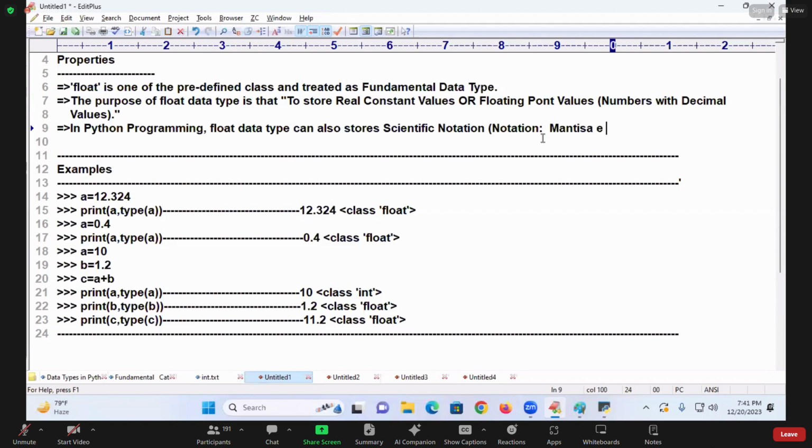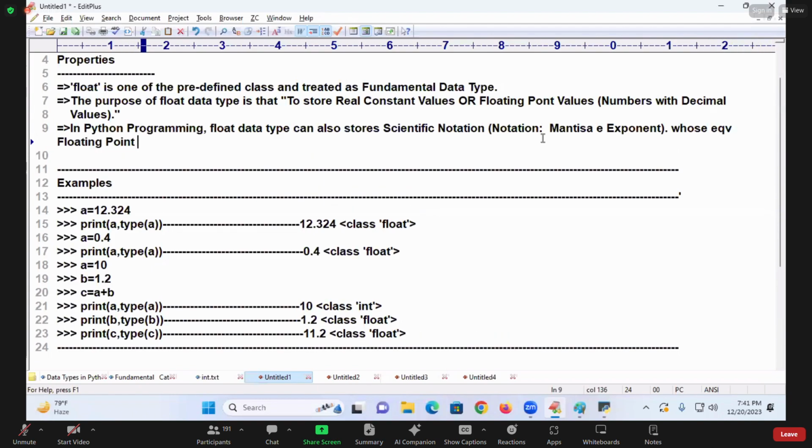Mantissa E exponent. Whose equivalent floating point value is equal to mantissa into 10 to the power of exponent. Are you following me? I'm just writing here. Are you following?